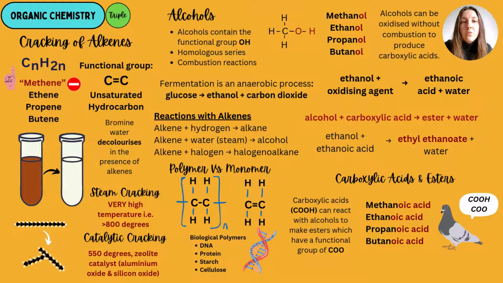So they all end in -ol: methanol, ethanol, propanol, butanol, and the functional group is OH. Now, if we were to burn alcohols, we can say this is a combustion reaction. A lot of them are highly flammable. So alcohols can actually be oxidized without combustion to produce something called a carboxylic acid. So they can be useful in combustion reactions, but they can also be oxidized without burning to produce a new group called carboxylic acid, which is something you should also know as well.